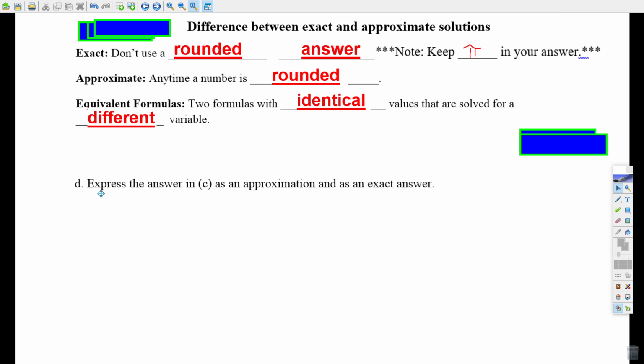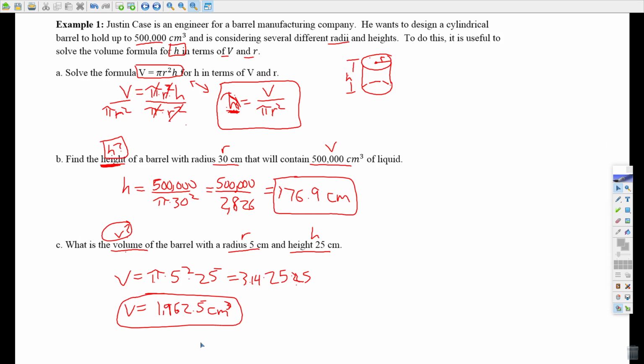So if I go back to part C, it says express the answer in C as an approximation and as an exact answer. So if we go back to part C, this here would be an approximation because I had to put pi in my answer, which is a decimal, and we had to round it. Actually, I don't think we had to round this one. It came out to be 0.5. But if we use the value of pi, since it goes on forever, you would get a long decimal as well. So we ended up rounding it. We rounded pi instead of rounding the final answer.